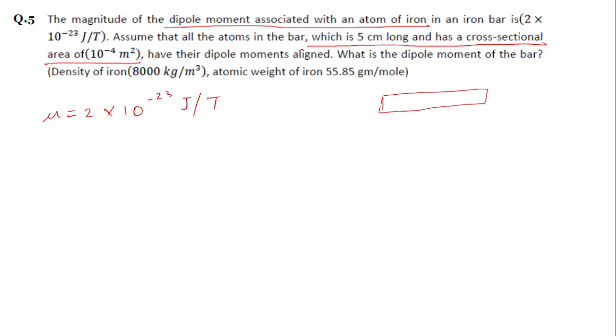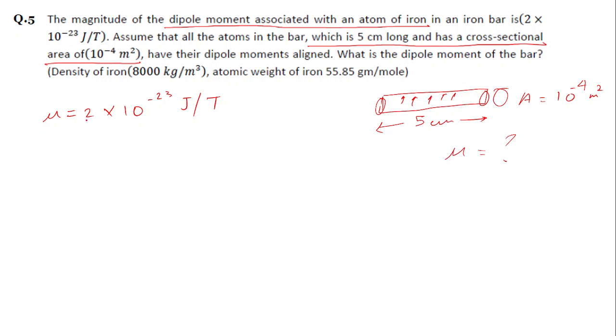Assume all the atoms in the bar, and they have given the dimensions of the iron bar, which is 5 centimeter long and has a cross-sectional area of 10 to the power minus 4 meters square. Assume all atoms have their dipole moments aligned. So all the dipole moments are aligned in whichever direction, they are just given that they are aligned. What is the dipole moment of the bar? Density is given, atomic weight is given.